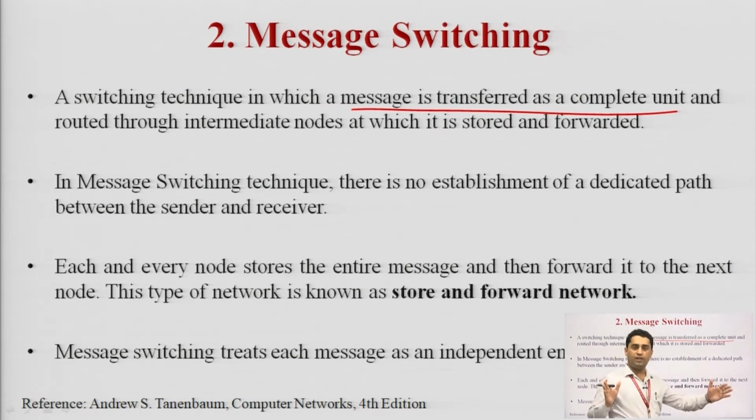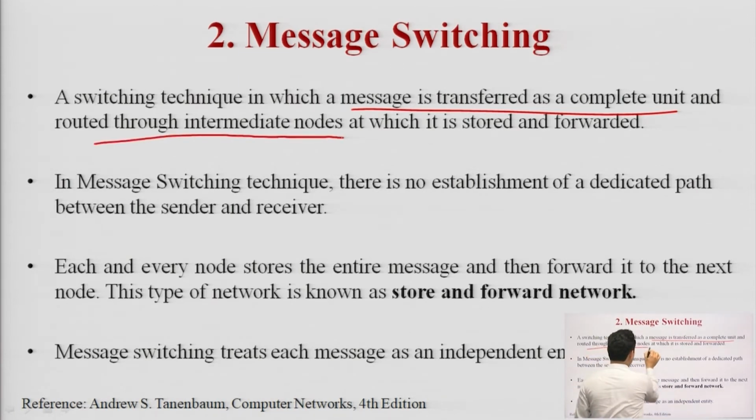If you have a complete data stream, then the messages are made and this particular message is transferred as a complete unit and routed through the intermediary nodes, where each node will store the particular message and forward it further based on the number of hops. If in between there are 20 hops, then the particular message is stored at 20 hops. So all the hops need some buffer to store those messages.